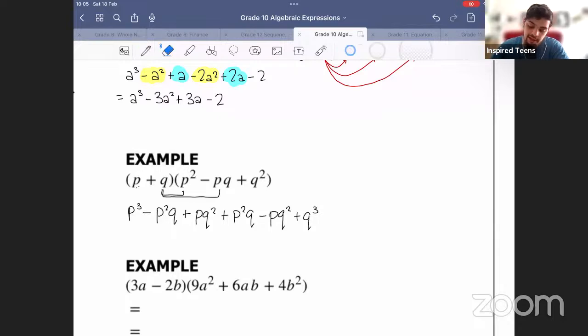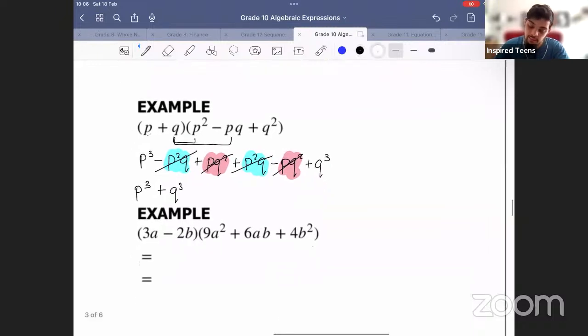Now I simplify and identify my like terms: p squared q and p squared q, p q squared and p q squared. So p cubed, minus p squared q plus p squared q cancel each other out, and as well as p q squared minus p q squared cancel out. It's like 1 minus 1 for both of them. Plus q cubed.